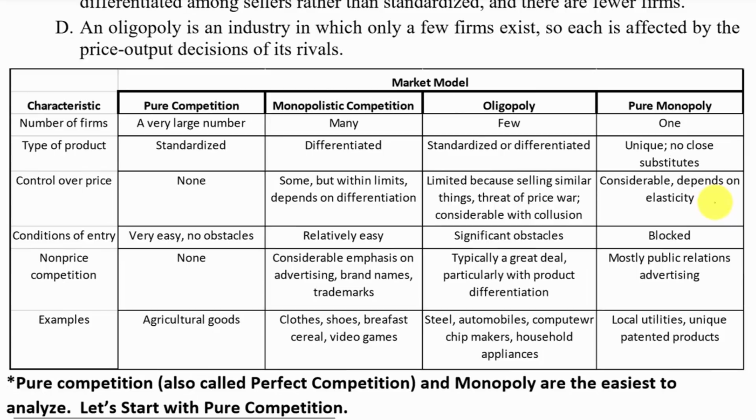Why is there one big firm? Well, there are a lot of reasons we'll go through when we talk about monopolies in more detail, but entry is blocked. There's something keeping other firms out. Again, it could be a law, patent, or copyright or something like that.